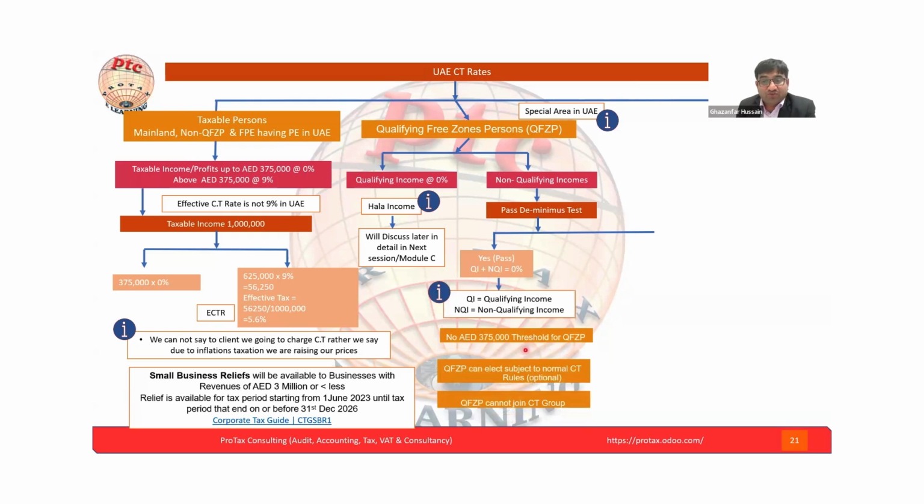So there is no threshold for the qualifying free zone here. Earlier, in terms of corporate tax for the mainland and other non-qualifying free zone companies, we said the first 375,000 is zero rated, but there is no 375,000 threshold for a qualifying free zone. A qualifying free zone person can elect to be subject to normal taxation, but it is optional. If they want to use the 375,000 threshold at 0%, they have to opt for the standard corporate tax.